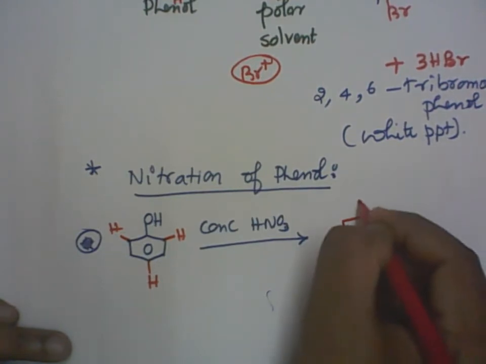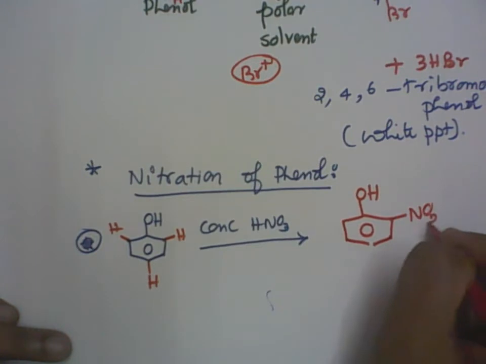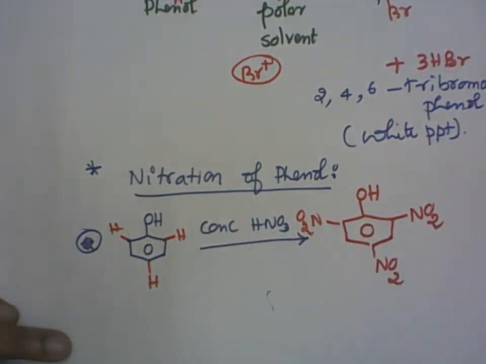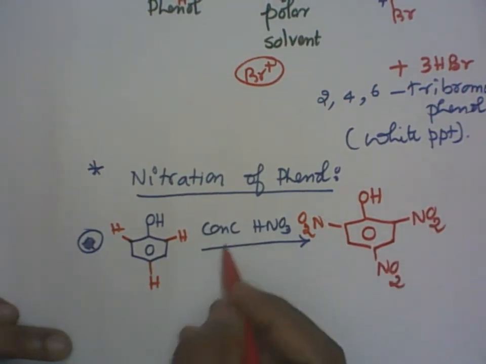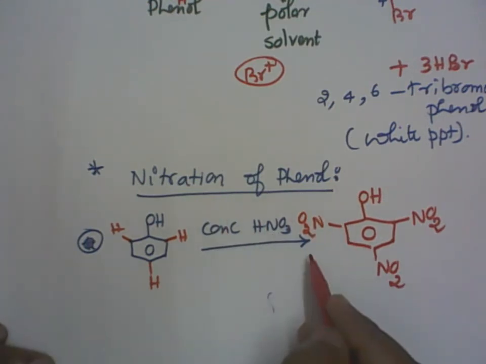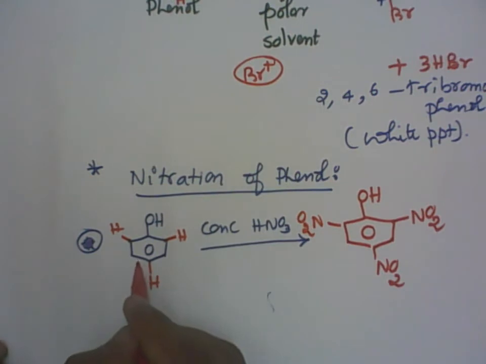a benzene ring attached to the OH. Then NO2, NO2 and NO2. Okay, NO2. How many nitro groups are introduced? 3. So it actually requires 3 moles of nitric acid and we are not balancing it. If you don't balance this reaction, fine. So you should write down the reactant, reagent and the product.